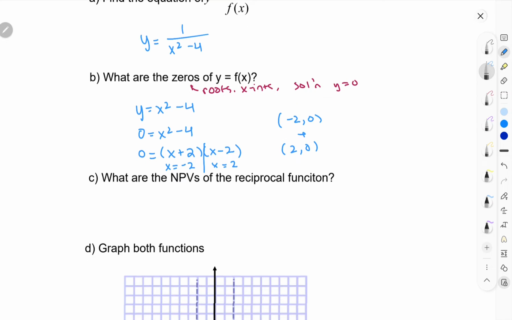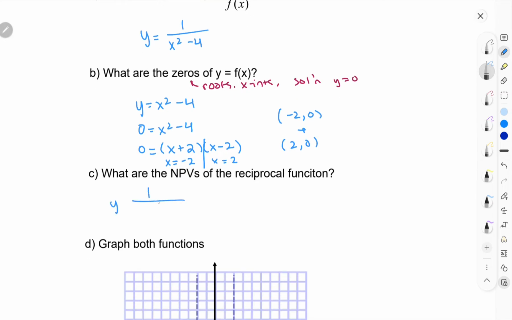When I talk about the non-permissible values of my reciprocal function, now I'm asking, when is this denominator equal to 0? Our denominator should look familiar because I just solved it equal to 0. So x squared minus 4 now cannot be 0. That's going to give me the same solutions. x plus 2 and x minus 2 cannot be 0. That means x cannot be -2, and x cannot be +2, because those non-permissible values are equivalent to the zeros of my original function.